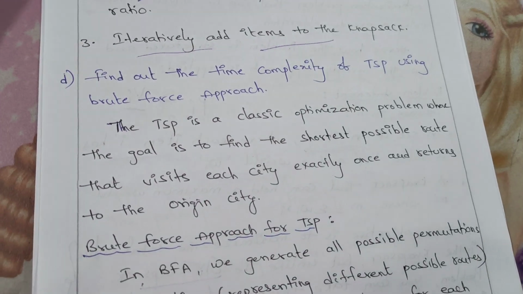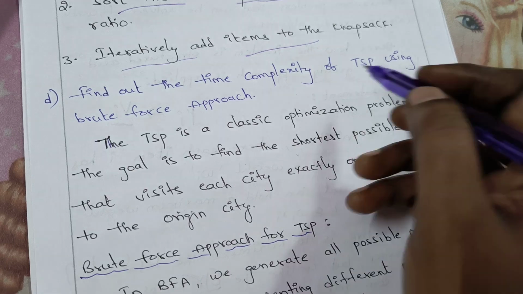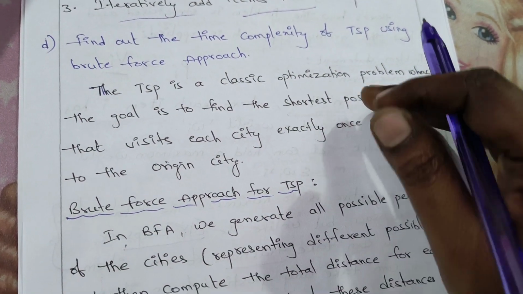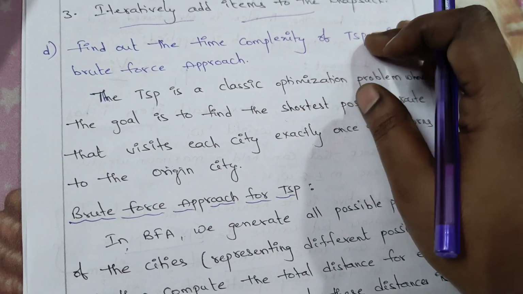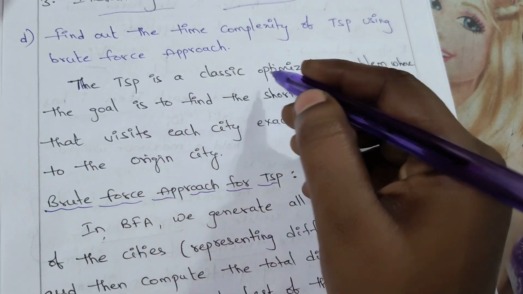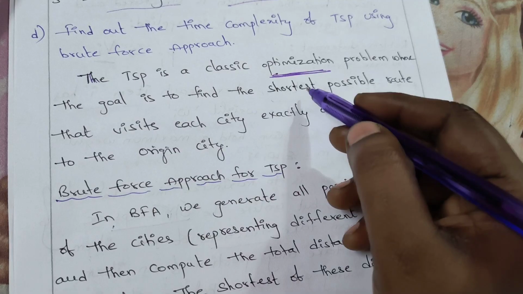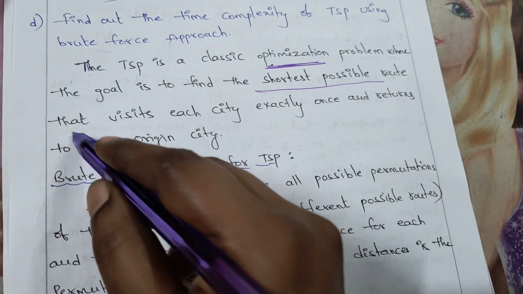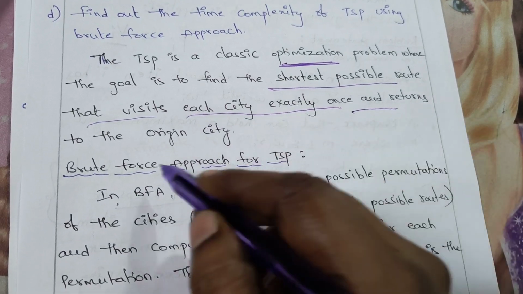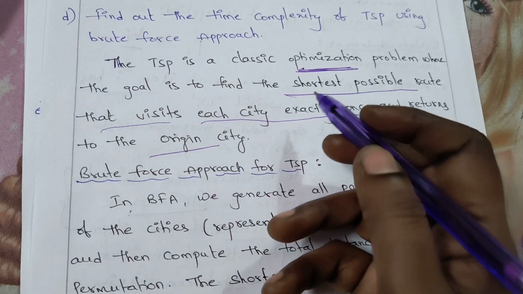And the next question is: find out the time complexity of traveling salesperson using brute force approach. Here also I have to write the definition of the traveling salesperson, then we'll write this approach. So the traveling salesperson is a classic optimization problem where the goal is to find the shortest possible route that visits each city exactly once and returns to the origin city, otherwise the starting city.